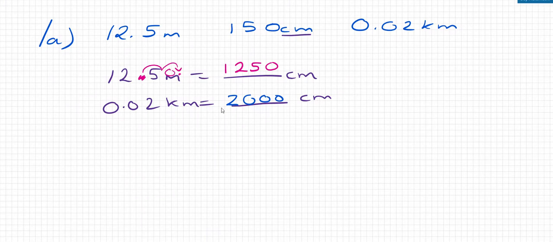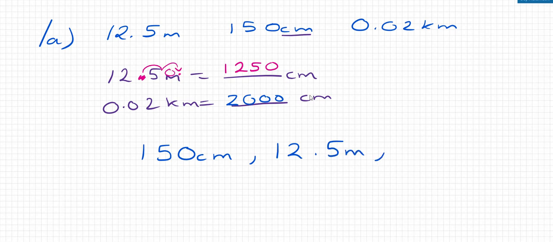Okay, so my smallest one I can see is 150 centimeters. So that one is my smallest. Now, out of these two, 1,250 is the next one, second smallest. So that was 12.5 meters. So I'm going to write 12.5 meters for my final answer. And then 2,000 centimeters, which was 0.02 kilometers, was the largest one. So I have arranged them in ascending order.